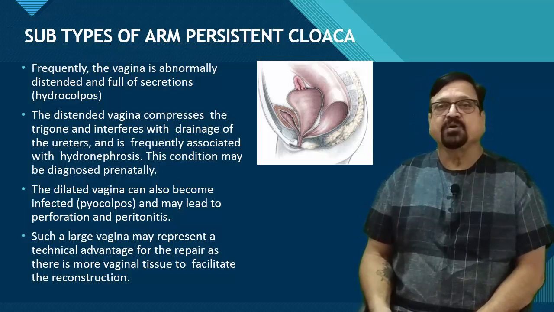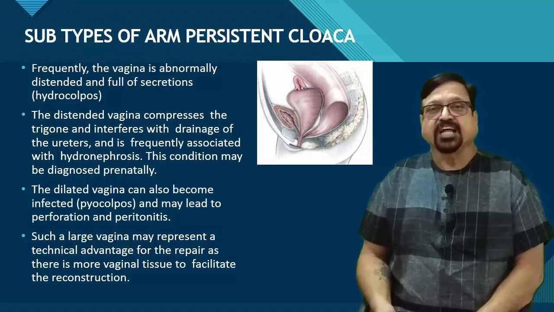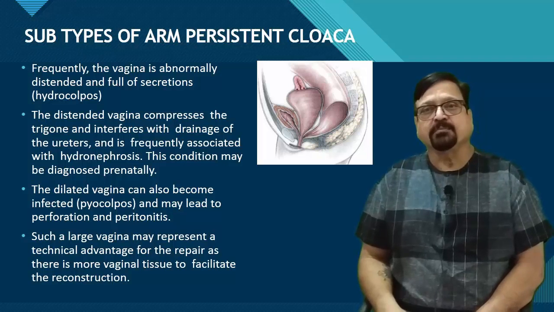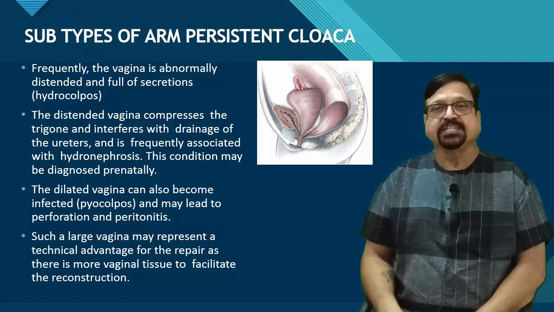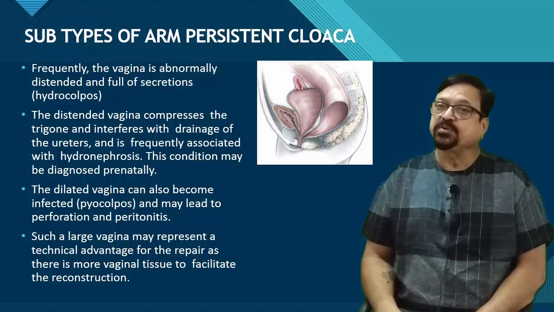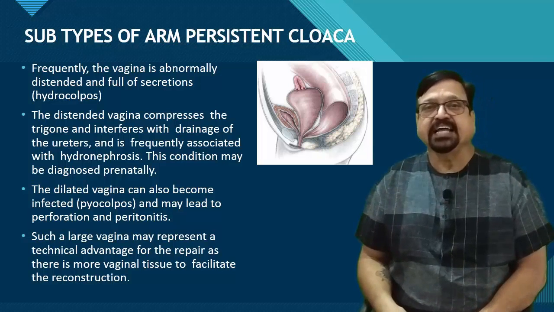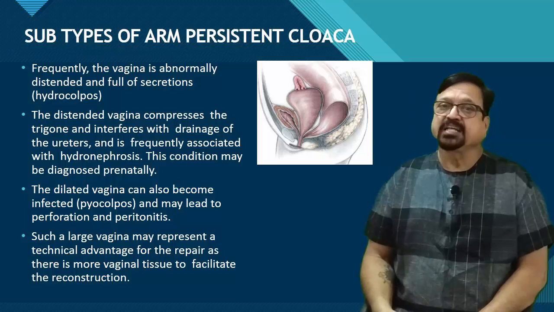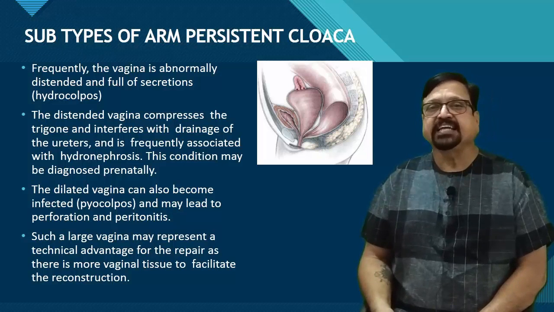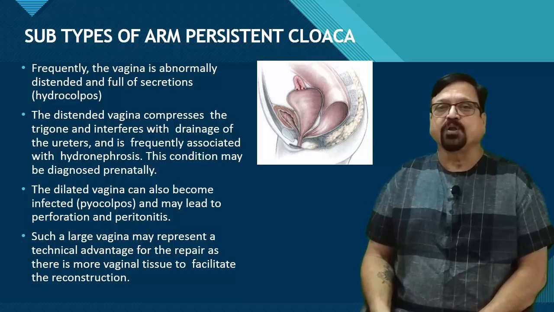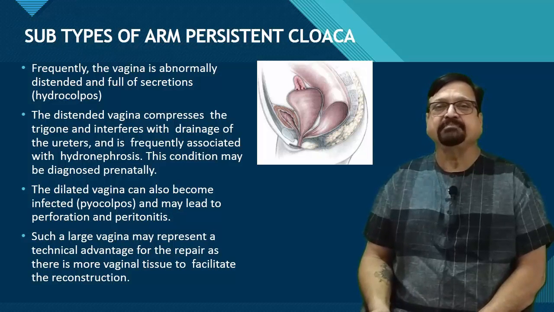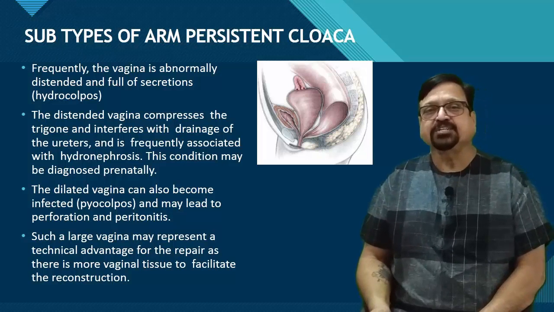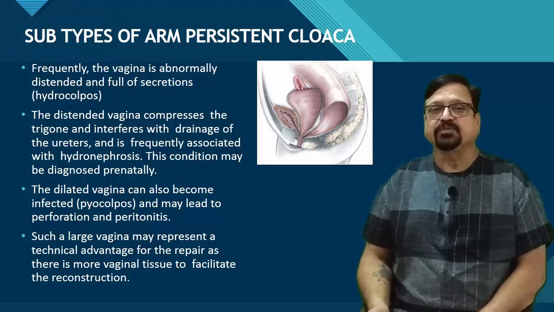The distended vagina compresses the trigone and interferes with the drainage of the ureter. So the ureters do not empty properly and this is frequently associated with hydronephrosis due to obstructive lesion. This condition may be diagnosed prenatally. The dilated vagina can also become infected, that is pyocolpos, and may lead to perforation and peritonitis. Such a large vagina may represent a technical advantage for the repair as there is more tissue to facilitate reconstruction.